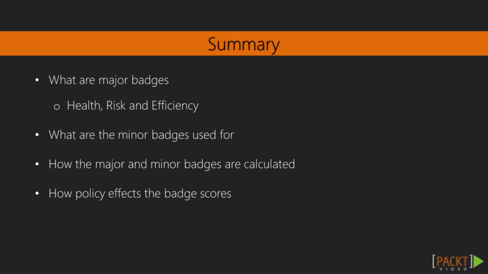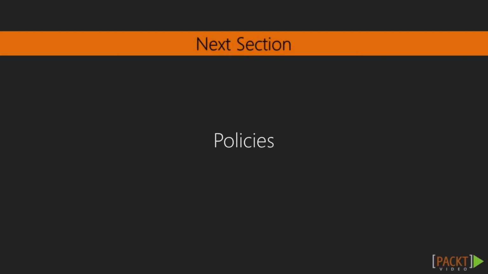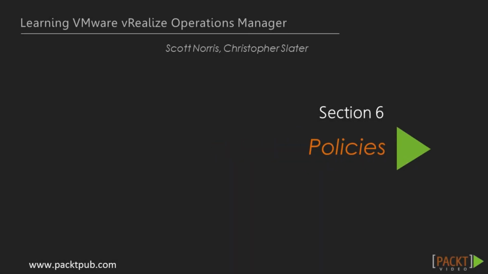In the section on badges, we covered what the major badges are, including health, risk and efficiency, what the minor badges are used for, how the major and minor badges are calculated, and finally how policy can affect the scores of both the minor badges and the major badges. In the next section, we're going to take a deeper dive into policies, where we can actually see how you can configure and tune these policies that affect these badges, as well as a wide range of capacity management, alerting, and symptom-based policies. Welcome to the section Policy.